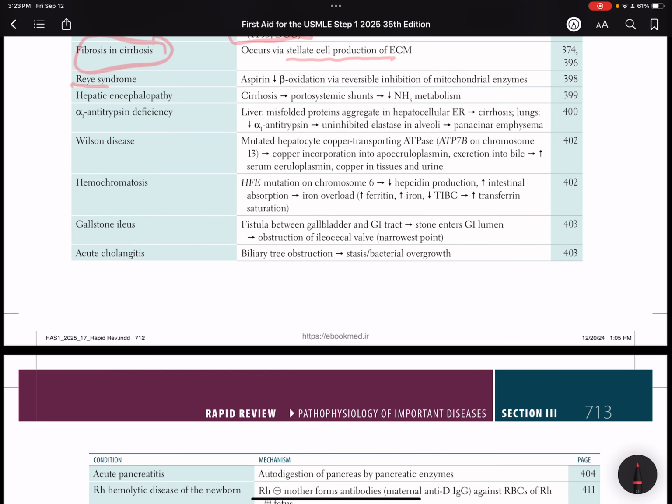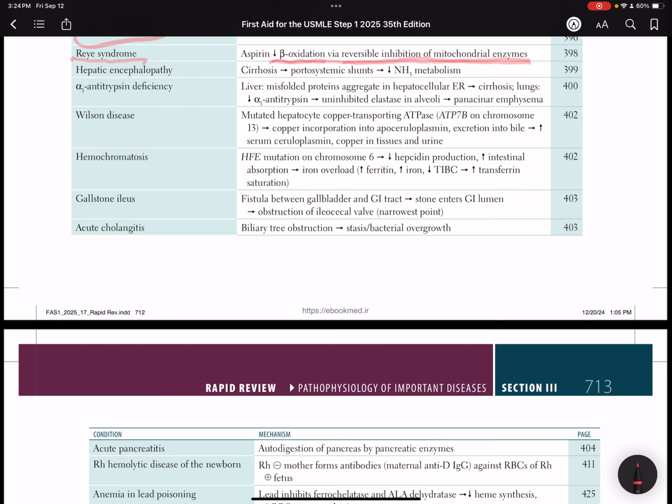Next condition, Reye syndrome. Aspirin causes decreased beta oxidation via reversible inhibition of mitochondrial enzyme. Reye syndrome, decreased beta oxidation via reversible inhibition of mitochondrial enzyme. What causes hepatic encephalopathy? Hepatic encephalopathy caused by cirrhosis, causing portosystemic shunt, which causes decreased NH3 metabolism. So you have decreased NH3 metabolism.